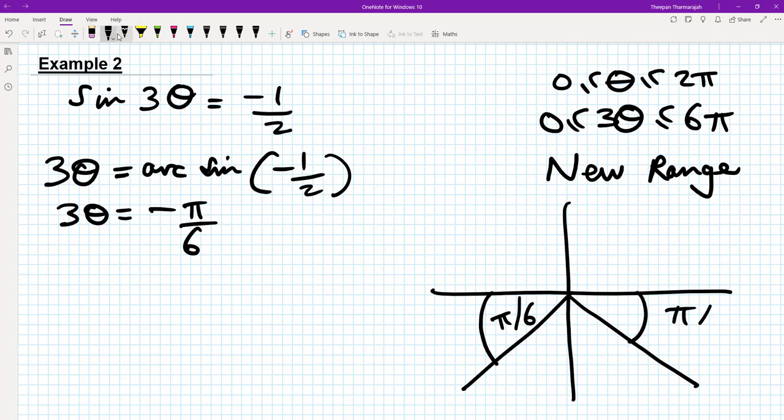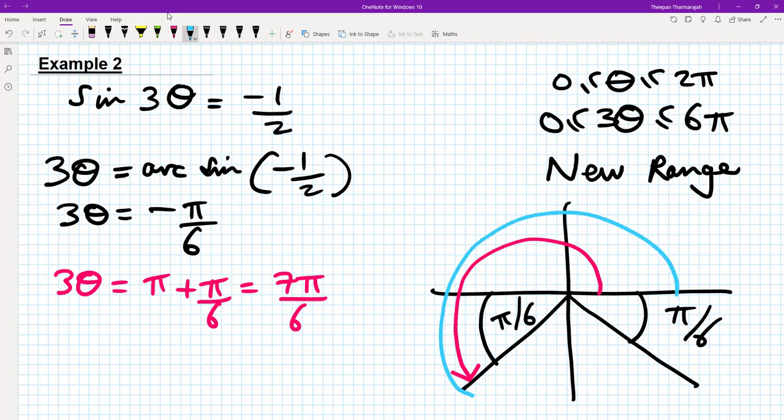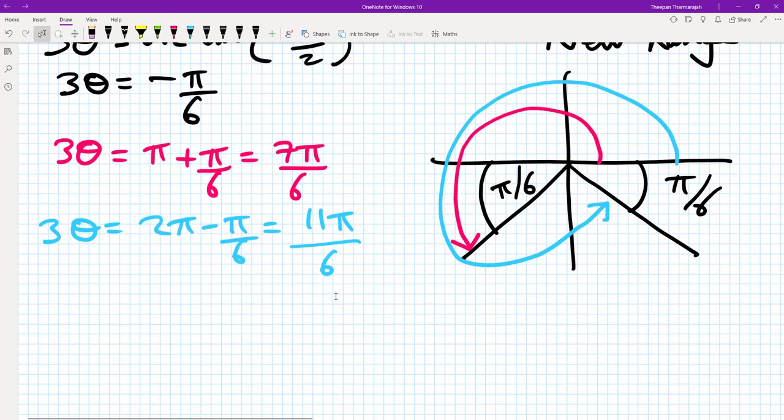Just draw it in. And then the first solution we can work out is going to be pi plus pi over 6. As I showed you last time, that's going to be 7 pi over 6. And then the solution after that in blue is going to be 2 pi minus that. So 3 theta is 2 pi minus pi over 6. That will give me 11 pi over 6. If you're not comfortable with that, you can just use your calculator. It will give you the result straight away.